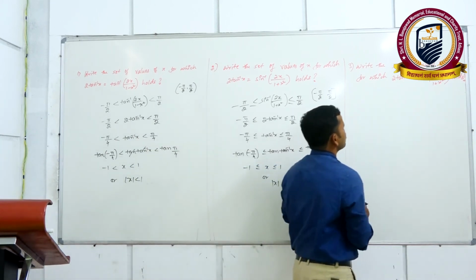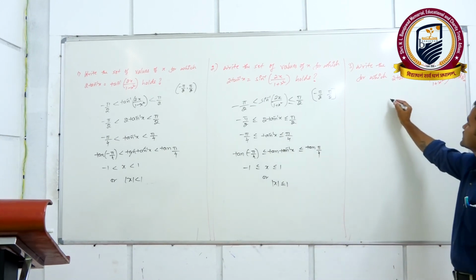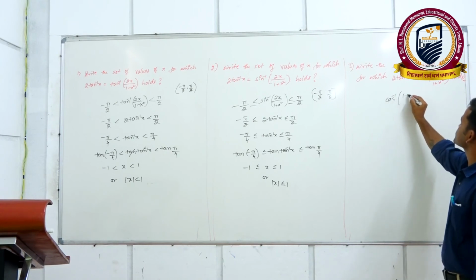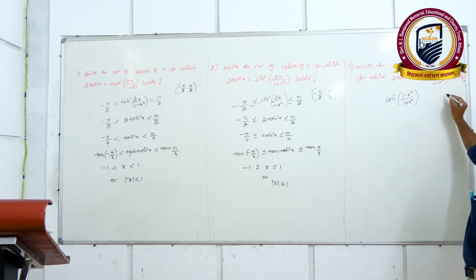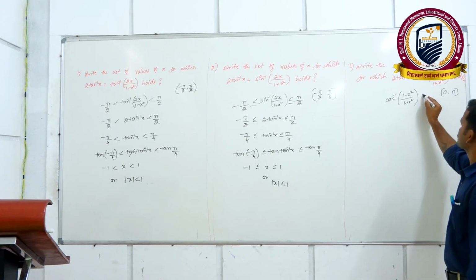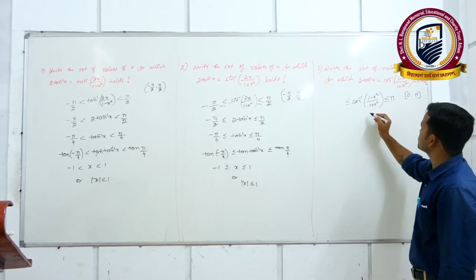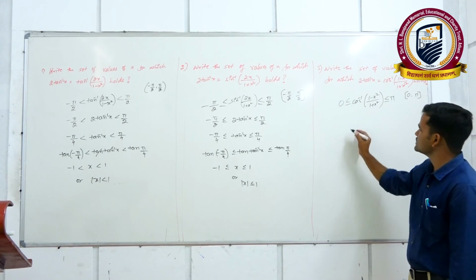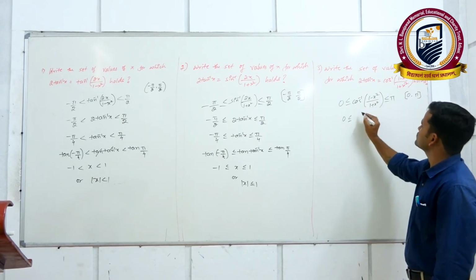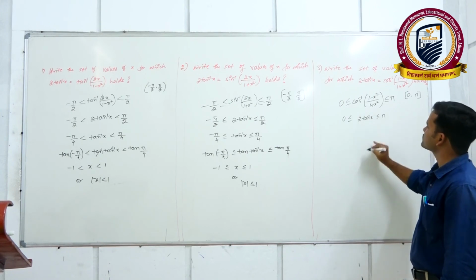Coming to this third problem: for which values of x does this hold good? Here cos is there, cos inverse of 1 minus x square by 1 plus x square. What is the cos inverse range? The cos inverse range is the closed interval 0 to pi. So the closed interval is there for cos inverse of x. Here means minimum value 0, maximum pi. Simple way: 0 less than or equal to, this can be replaced by 2 times tan inverse of x less than or equal to pi.